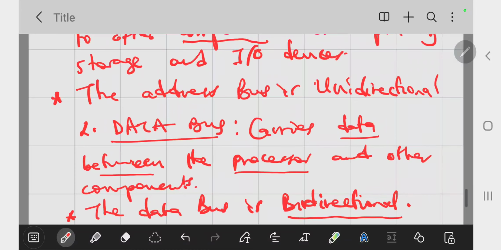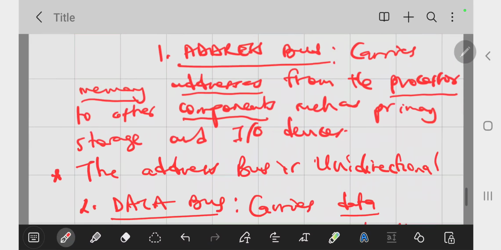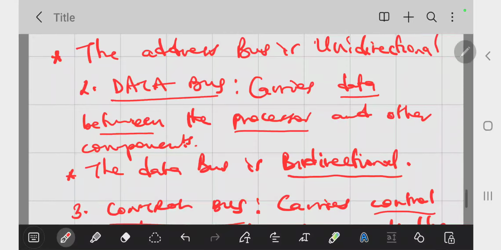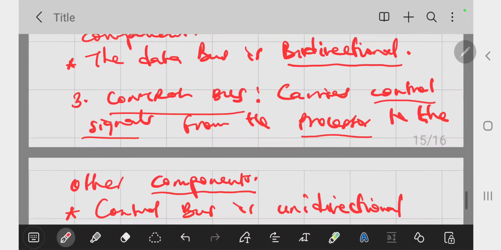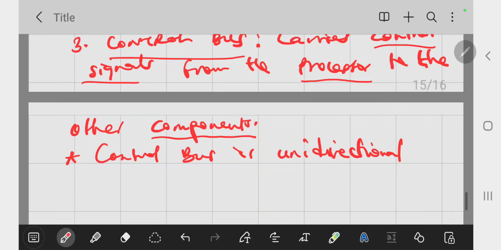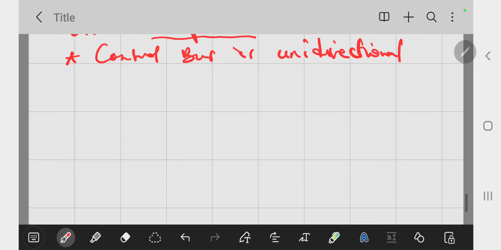So now that you have understood the concept: an address bus carries memory addresses from the processor to any other component. A data bus carries data back and forth between the processor and any other component. For that reason, it is bi-directional. And the control bus carries control signals from the processor to the other components. It is unidirectional because it can only move in one direction. So now let's move on and progress.